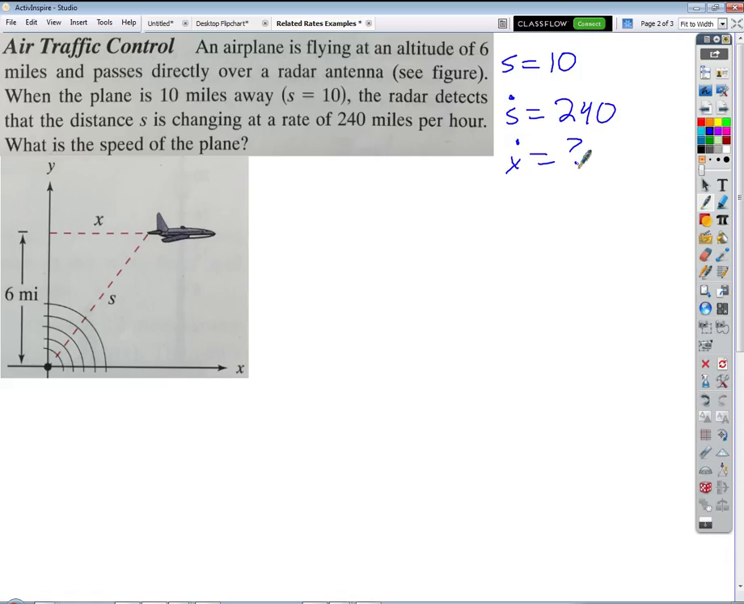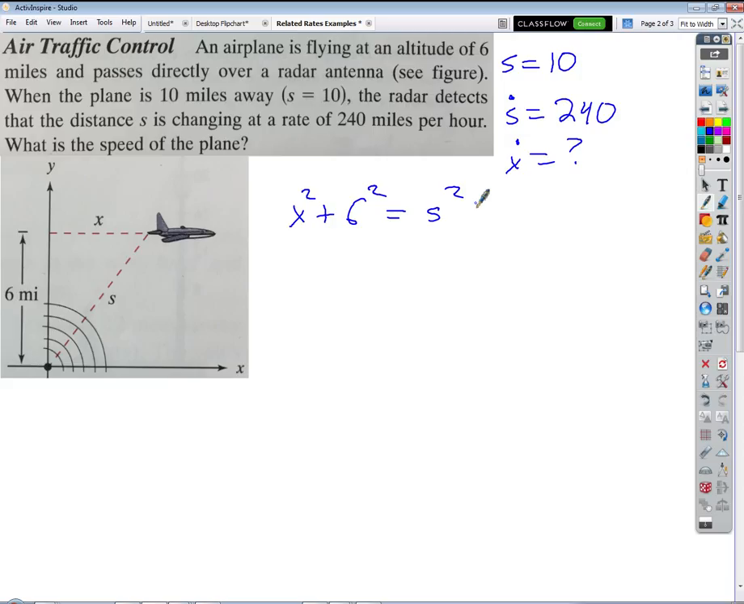What is going to be our parent equation here? We want to relate x's and s's, so probably the Pythagorean theorem. S is the hypotenuse, so x squared plus 6 squared equals S squared. But we can't plug in 10 for S, because that's a snapshot value. S is not always 10.